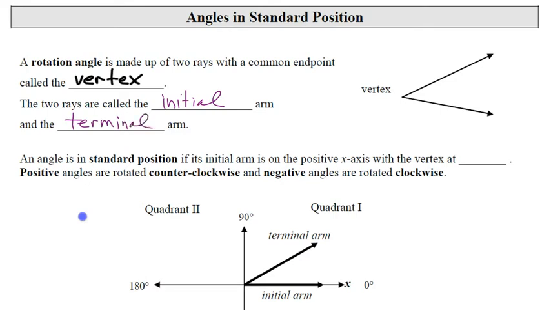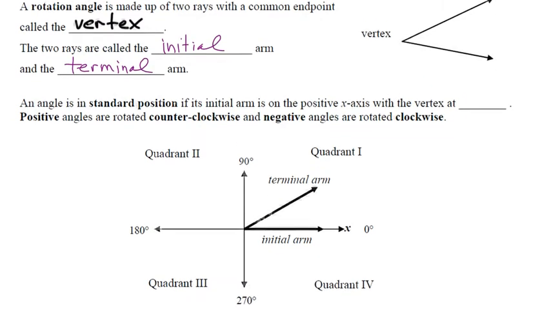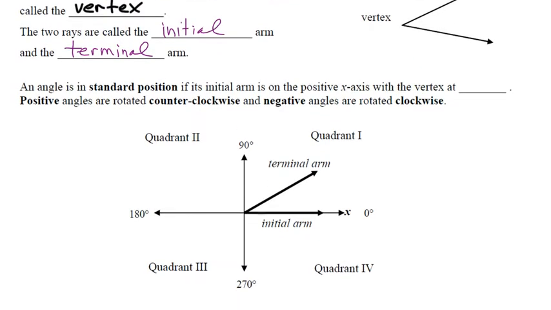An angle is in standard position. Here we go, the key to the whole lesson, right? If its initial arm is on the positive x-axis with the vertex at the origin.